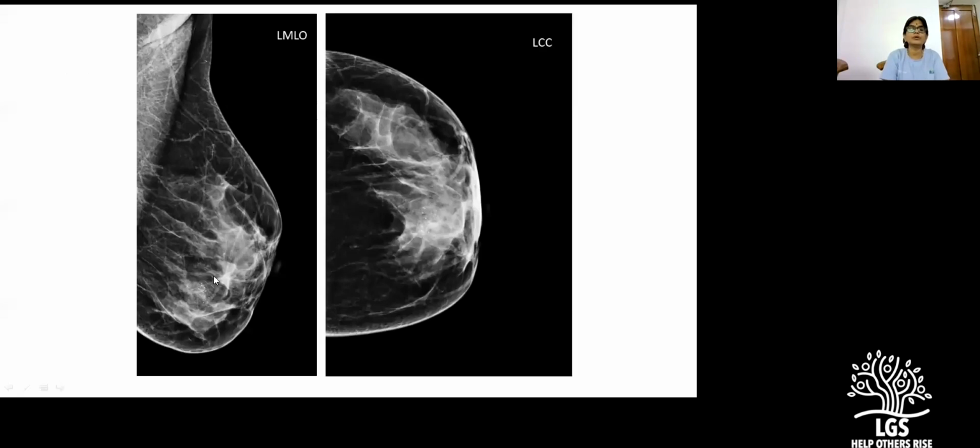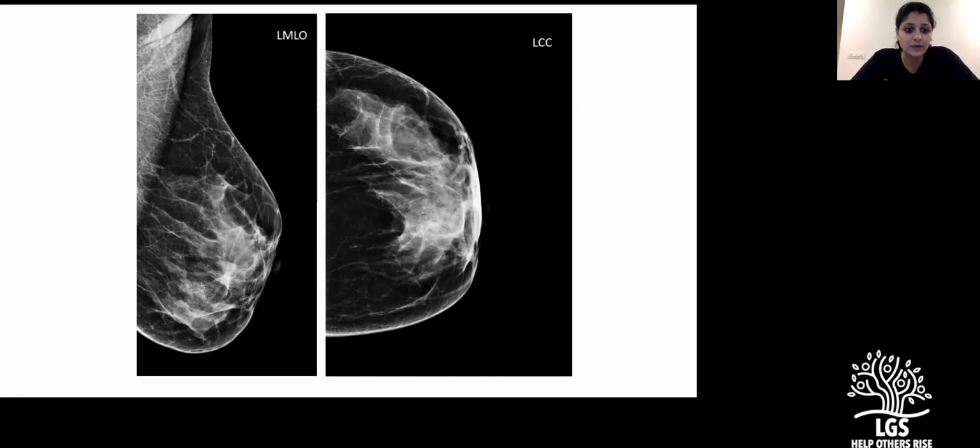Do you want to look at this, Kirti? Yeah, so looking at the left MLO and the left CC view alone, I would say she's got more of a mixed density breast. You can see some central density in the CC view, and then peripherally it's more fatty than dense. So heterogeneously dense, would you agree? Yes, heterogeneously dense. And on both views, you can see a small area of calcification.